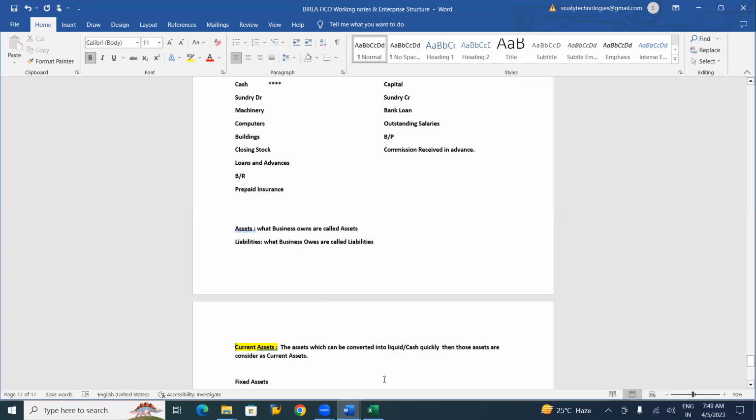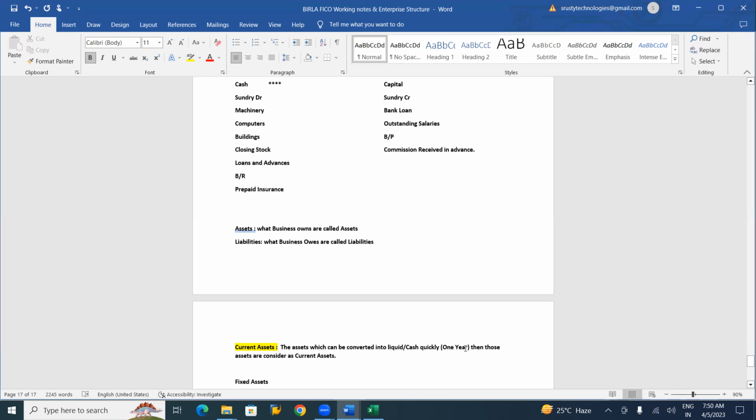So again, one more question here. Quickly in the sense, what do you mean by quickly? So here quickly in the sense, how many days? So it's nothing but 1 year. Right? Again, the assets which can be converted into cash within 1 year, then those assets are nothing but current assets. But again, one more question. 1 year in the sense from purchase, acquisition of an asset, or from when?